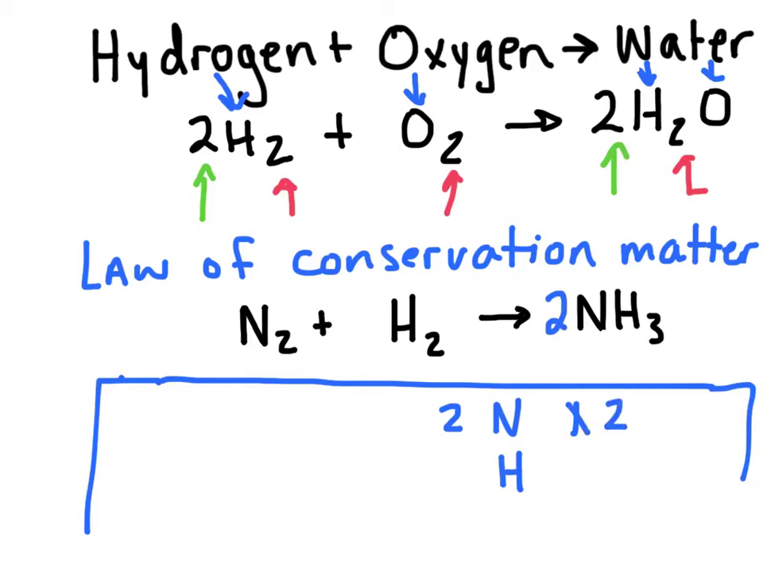Now I go back to my hydrogen. On the left I have 2 hydrogens, and on the right I have 2 times 3, which is 6 hydrogens. I need to go back to the left and figure out how I can make 6 hydrogens. I can do that by putting a 3 in front of that H2, and that makes 6 hydrogens. I'm now balanced and I've conserved matter. So I've written the equation, balanced the equation, and we're good.